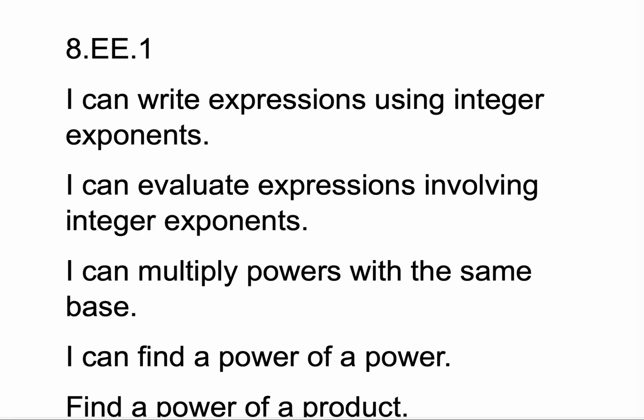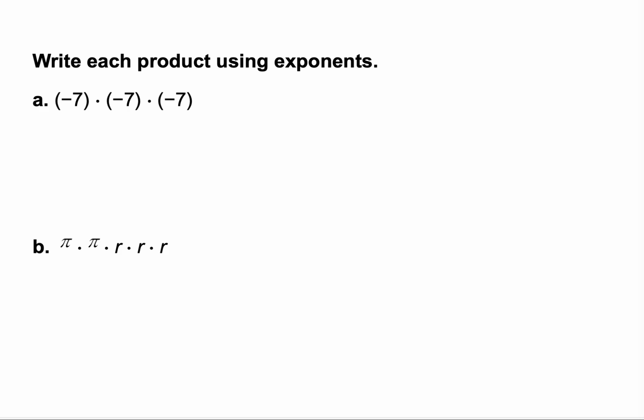All right, so let's take a look at our first type of problem. They ask us to write each product using exponents. This is actually a review of something that we've done at the very beginning of the year. An exponent tells us how many times the base is multiplied by itself. So for example, on this first one, we have -7 times -7 times -7. If I'm going to write that using exponents, I'm going to write -7 in parentheses because the negative is part of my base. And then I'm going to write to the third power. And the 3 is from the 1, 2, 3 times that -7 was getting multiplied.